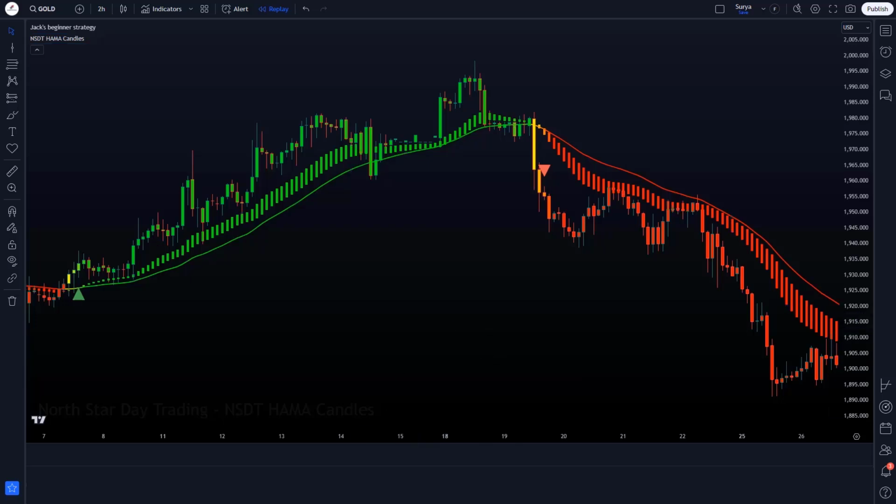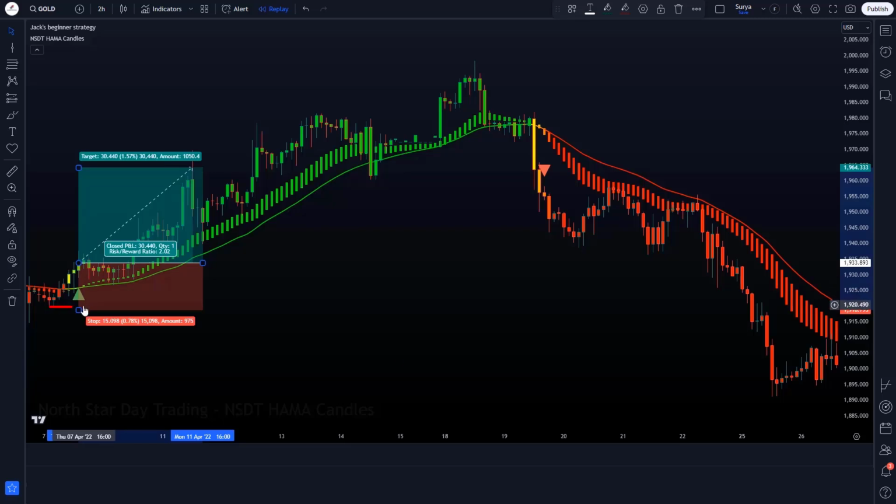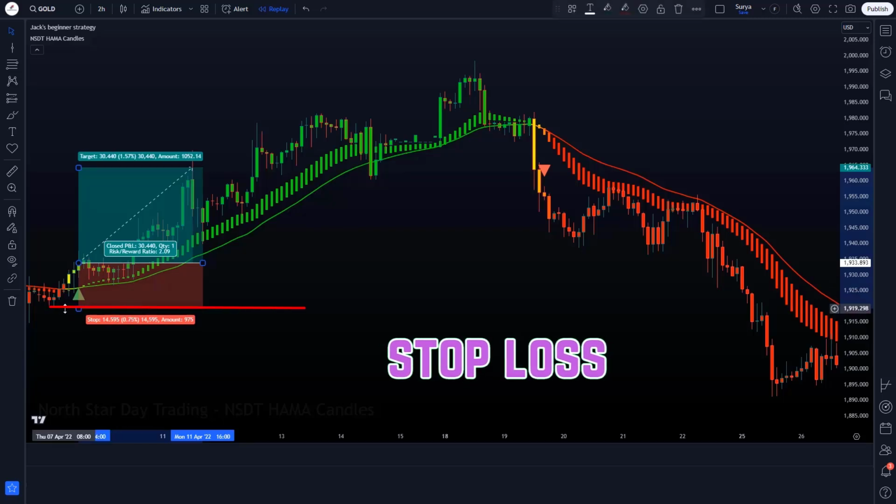Now, how to trade with both indicators. And this is the time when things will become clear. First of all, Jack's Beginner Strategy Indicator has given a buy signal, and the market forms a bullish candle. And if we look at the NSDT Hama Candles indicator, it has formed a green candle, so we will take a buy trade, and we will keep the stop loss at the previous low of the market.